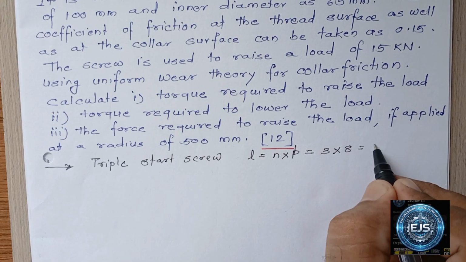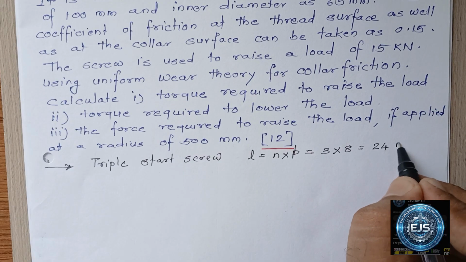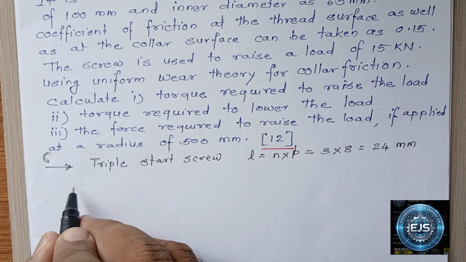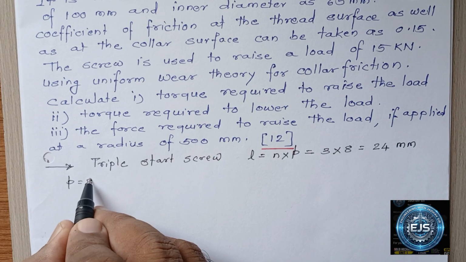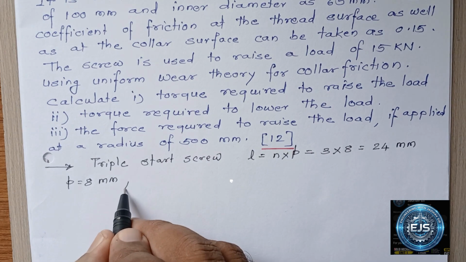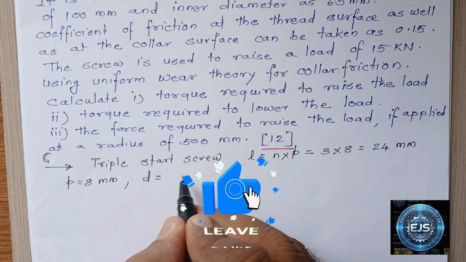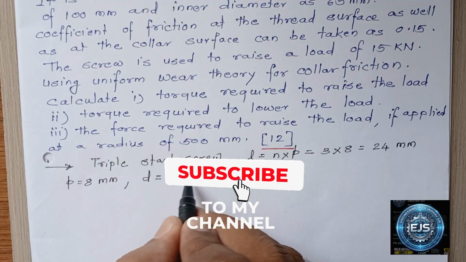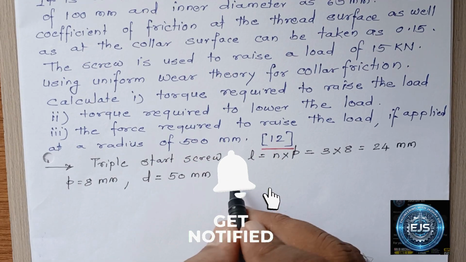So lead is equal to N into P. So that is equal to 24 mm. And pitch is given 8 mm in this problem. The nominal diameter is D. D is the nominal diameter and that is equal to 50 mm. Nominal diameter of the screw is 50 mm.